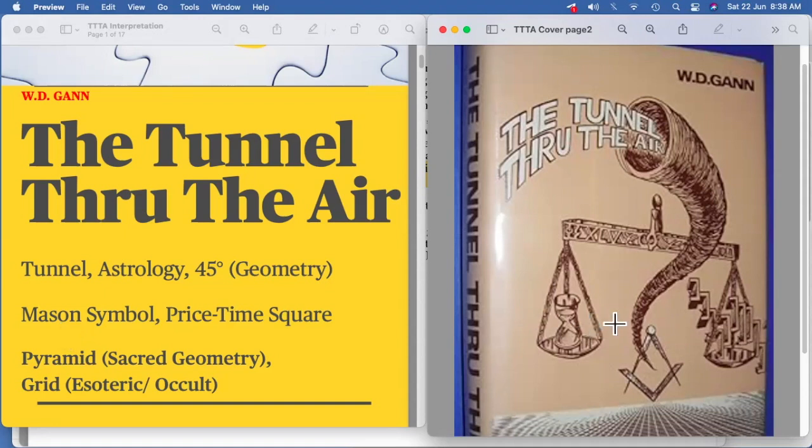Then we have squaring of time and price. On one side we have time, and on the other side we have price, so we need to study about that. As we saw on the back side of the book, we had a pyramid. So pyramid is more related to sacred geometry, which is very important. We have those grids which are there, so in terms of grids we need to try study more about esoteric and occult knowledge.